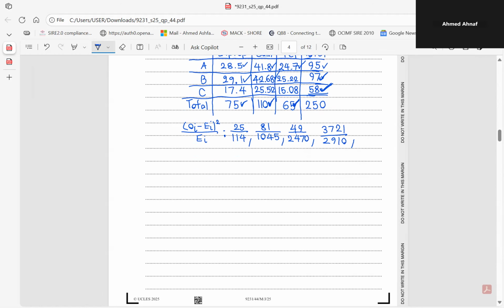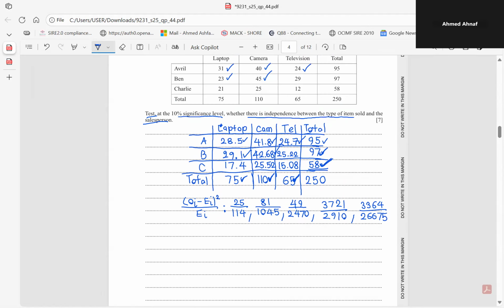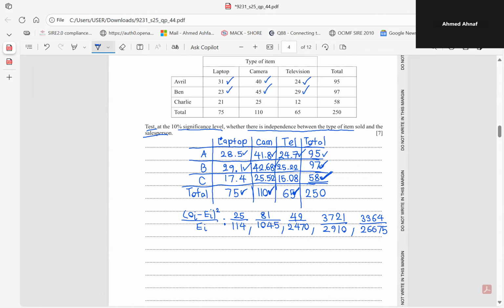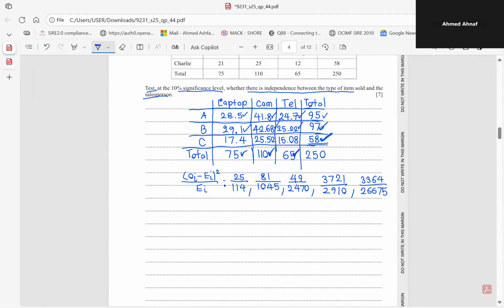You get 33.64 over 2.6675. Okay, so we have 4 more values. So this observed 29 and expected 25.22. So 29 minus 25.22 squared over 25.22.